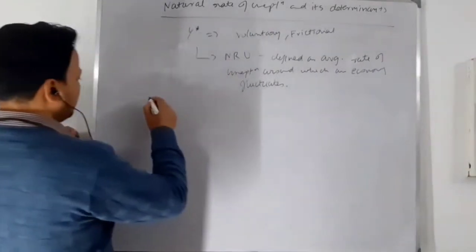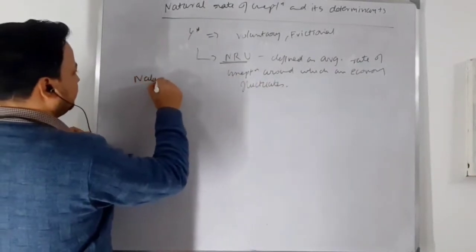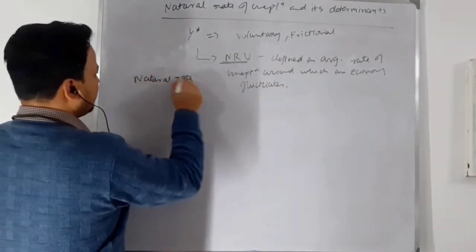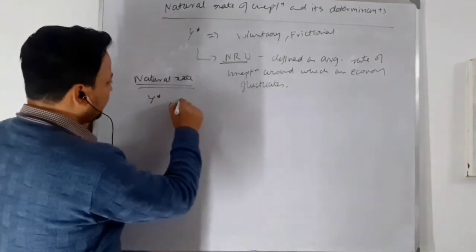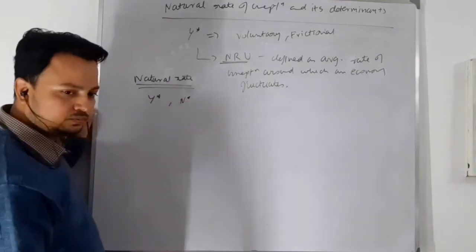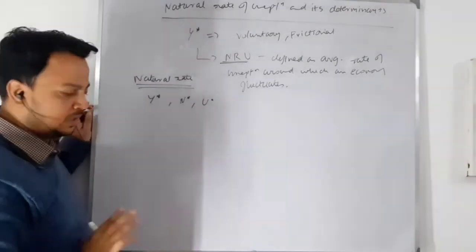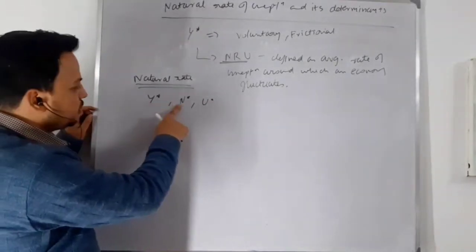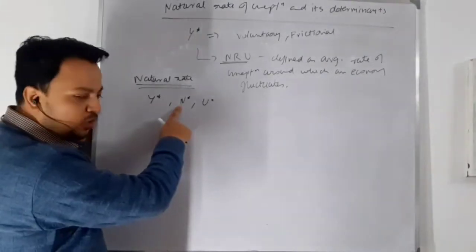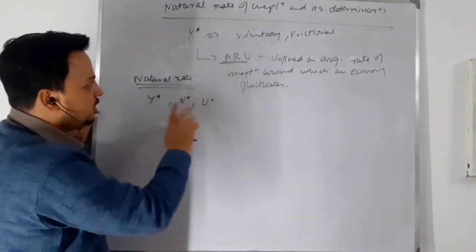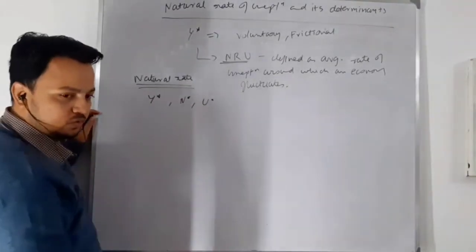So this natural rate of unemployment is associated with full employment output, or you can say full employment of the labor force, or I can write this as U star. So all these three mean the same thing. When I have full employment output, it is associated with the full employment of the labor force, right? When you have full employment of the labor force, then you will also have the natural rate of unemployment. So this is the average rate around which the economy fluctuates.